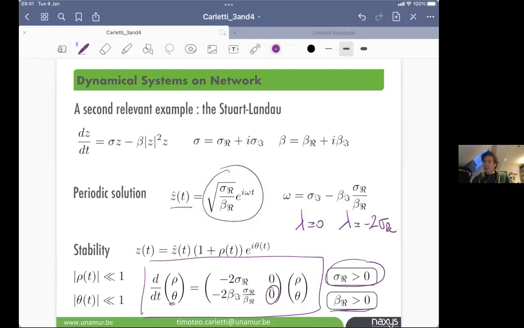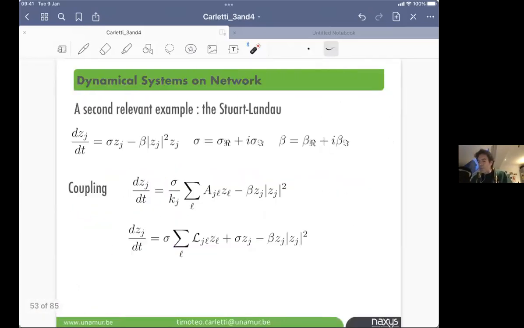So the stability of this solution does not fix, but gives a constraint on two parameters. Sigma should have a real part and beta should have a real part. Okay, so under these two conditions, we have just proved that the Stewart-Landau equation admits a periodic stable solution. So if you start nearby in the complex plane, you will converge to this periodic solution. Okay, so the next step is now to couple together several Stewart-Landau equations and see what happens.